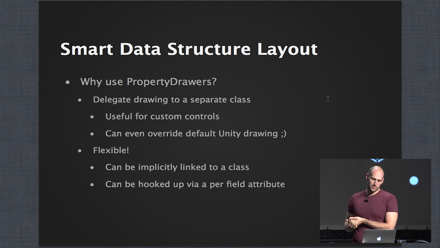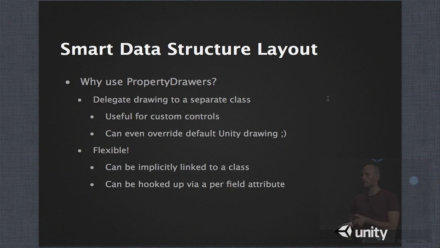They're also quite flexible. So you can implicitly link a property drawer to a class. For example, you saw that we linked it there to the font settings. But they can actually be hooked up on a per field basis via an attribute, which means that if you had a float field that you wanted to be rendered a special way, but only this one float field, you could use an attribute to do that. And you'll see that in a little bit when we go on to some data structure validation code.